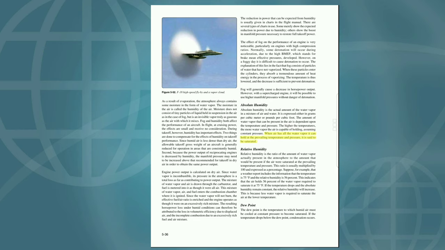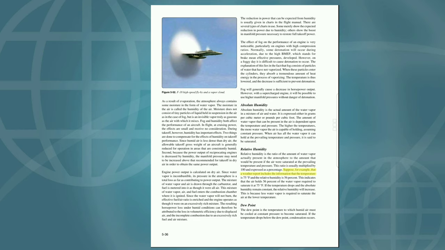Relative humidity. Relative humidity is the ratio of the amount of water vapor actually present in the atmosphere to the amount that would be present if the air were saturated at the prevailing temperature and pressure. This ratio is usually multiplied by 100 and expressed as a percentage.